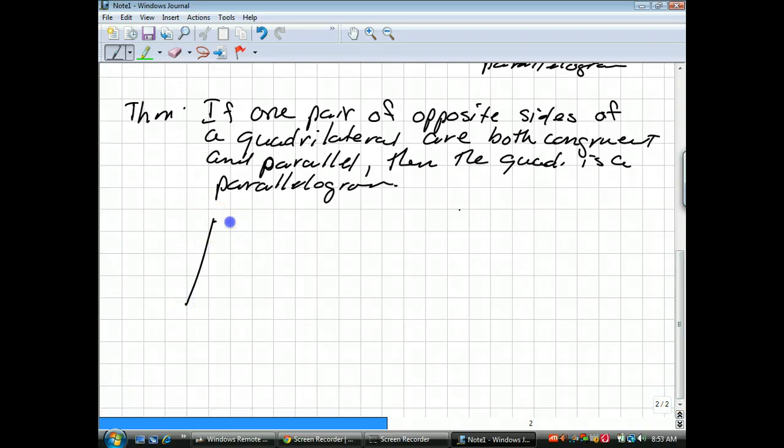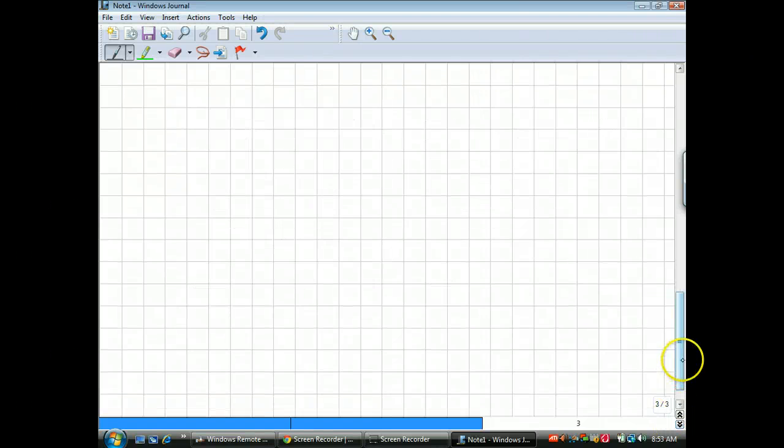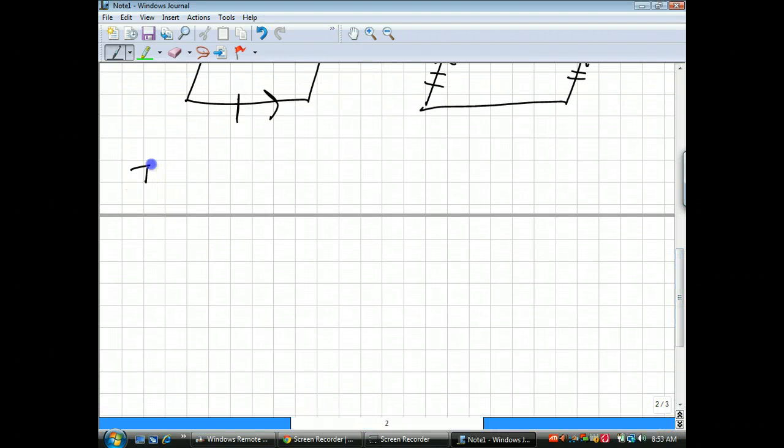Okay, so we have to know this side's parallel to this side and this side is congruent to this side, or it can be either pair. So if I can show this is parallel to this and congruent to this, then the quadrilateral has to be a parallelogram. Okay, the next theorem.